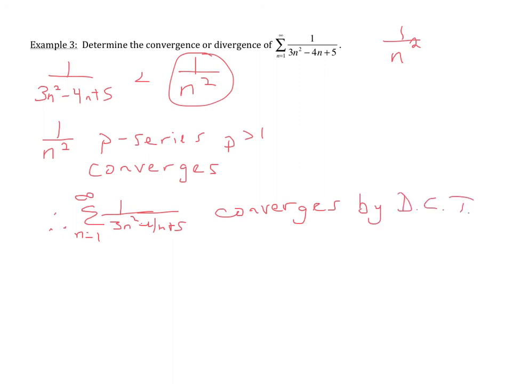Excuse me, that is just a mess. Let's fix that. 3n squared minus 4n plus 5. There we go. Okay, so there we have our conclusion. We've shown our inequality, and we've shown our understanding of the divergence or convergence of the function that we are comparing it to. All right, one more example, and then we'll be done.